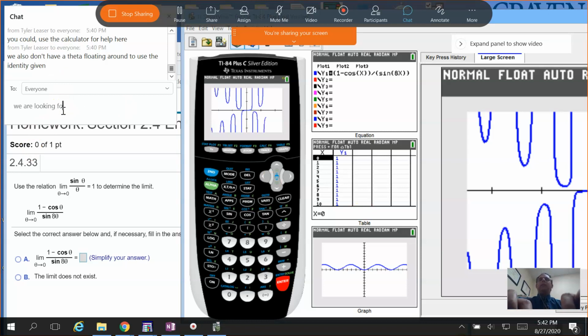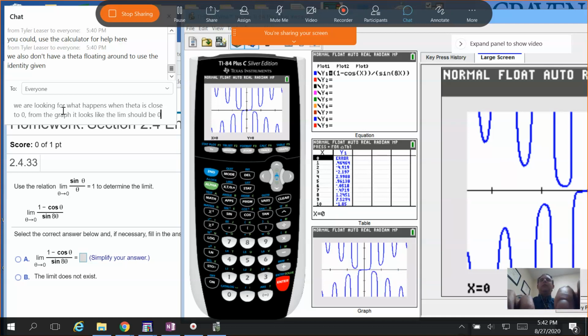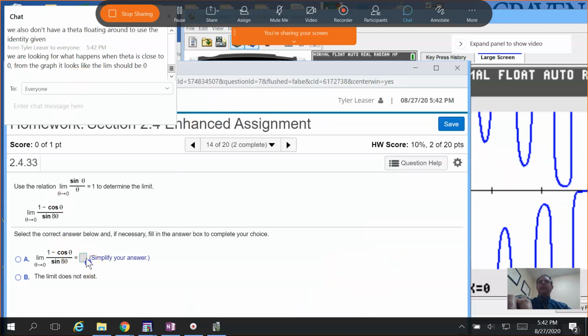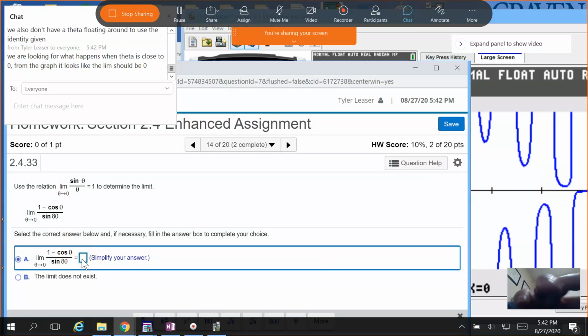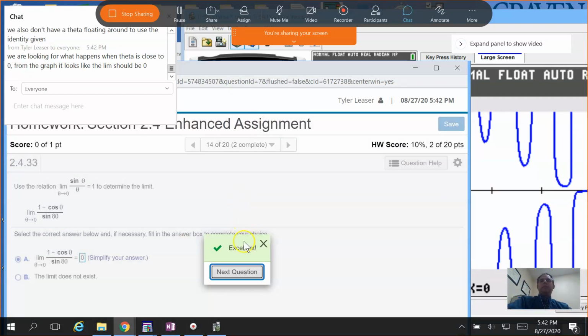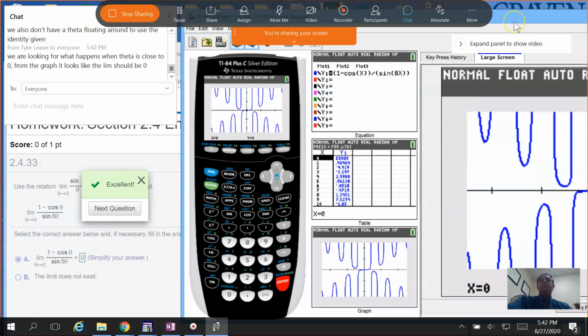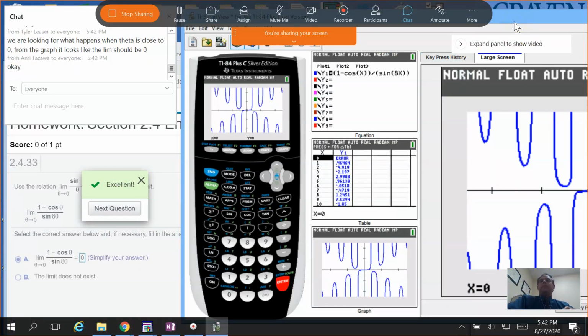We are looking for what happens when theta is close to 0. From the graph, it looks like the limit should be 0. And let's just try it. Neat.